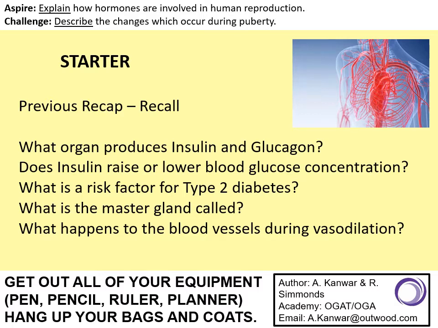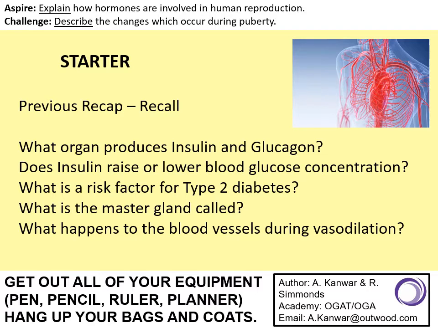Question 4, what is the master gland called? Remember that you find this in your brain. It is the pituitary gland. And question 5, what happens to blood vessels during vasodilation? Remember, the clue is in the question. Vasodilation, so it dilates, it gets larger. And the reason why it wants to get larger is because it can lose heat quicker by radiation. So it's basically a cooling mechanism. So that is vasodilation. Now those questions cover the previous topics.